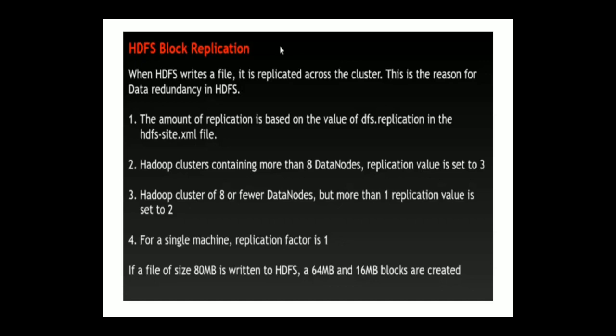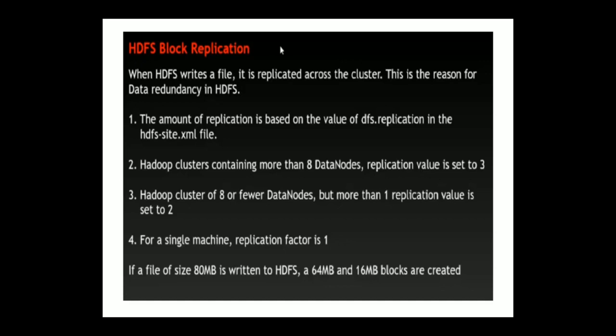If the storage is getting wasted because we are storing the same file at different places, right? But how does it work? The amount of replication is based on the value of DFS replication in the hdfs-site.xml file. You'll get to know about this. In Hadoop clusters containing more than 8 data nodes, the replication value is set to 3. You know, to represent 8, what is the bit size you require?